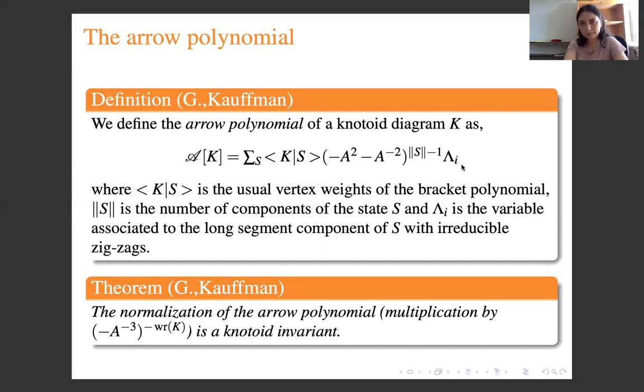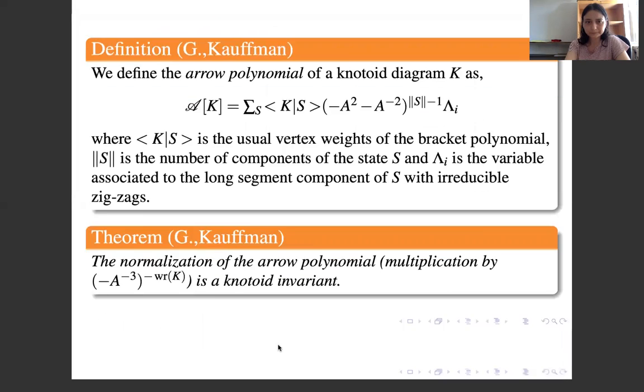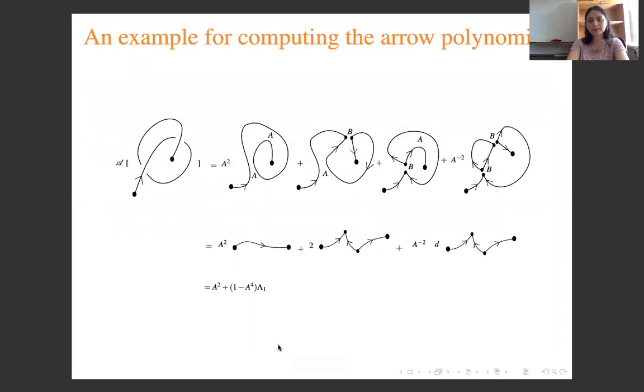And in this form, the arrow polynomial is a regular isotopy invariant. It's invariant under the second and the third Reidemeister moves. But for obtaining a knotoid invariant, we normalize it with the same term for the normalization of the bracket polynomial. Here I gave the term. So we obtain a knotoid invariant. Here is a computation after these abstract notions.